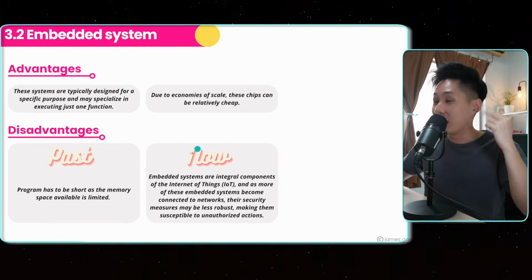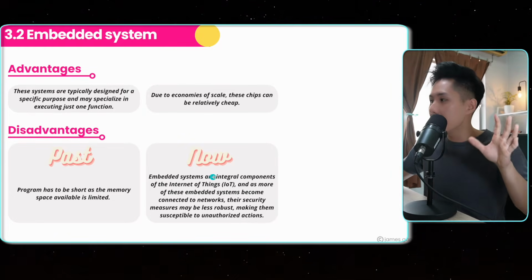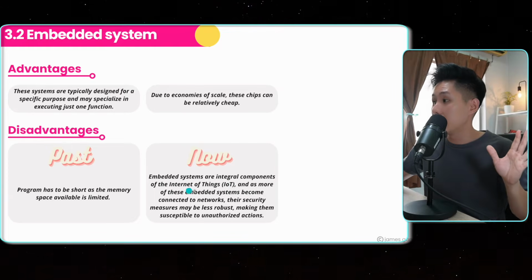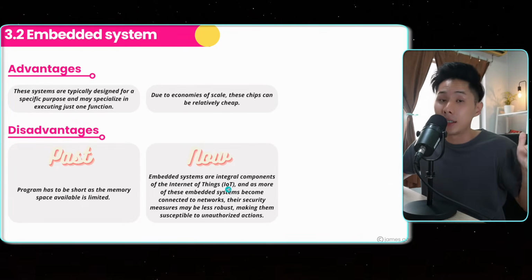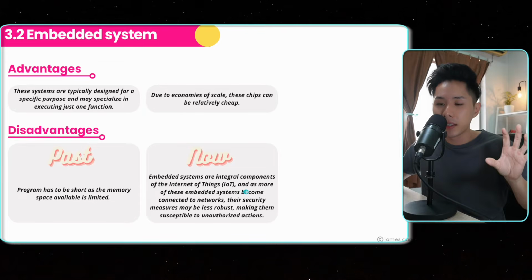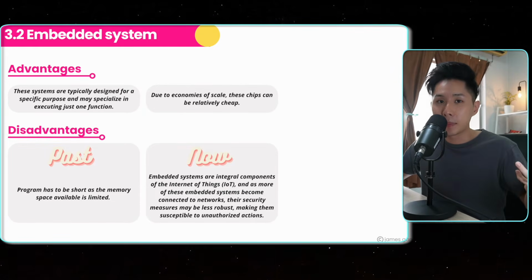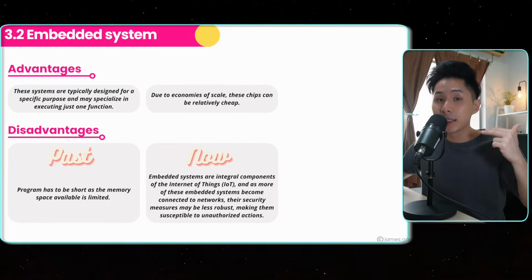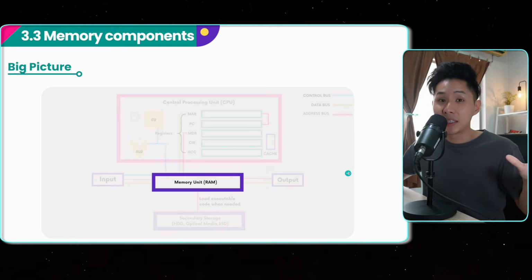But we are facing a bigger problem now for embedded systems, because embedded systems are integral components of the Internet of Things, meaning more of these systems are being connected to the network. As a result, your device that has computer chips inside might not be so safe to use because it is susceptible to hackers. So that's embedded systems.